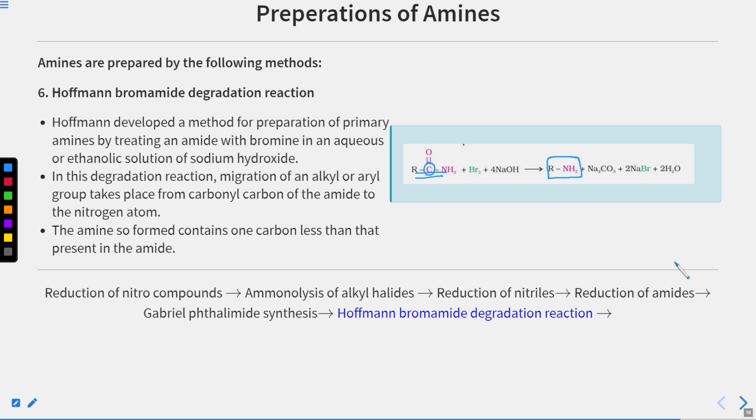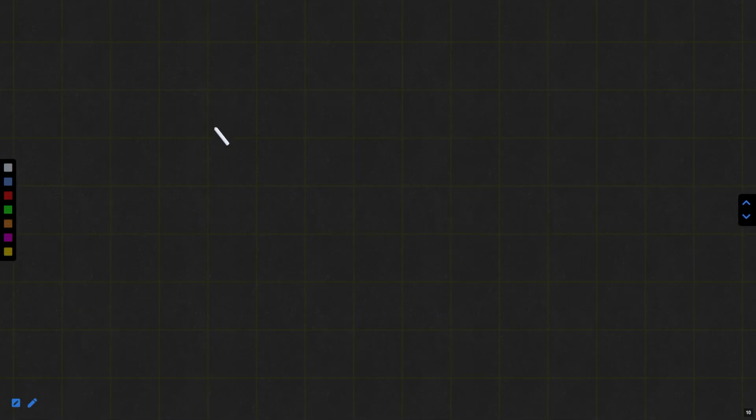Now let us move to our mechanism, because this reaction looks quite peculiar. So what is the mechanism that can be expected? Let us look at the mechanism. So first of all, we have our amide. This is our amide. Okay, so we are treating it with NaOH and Br2.